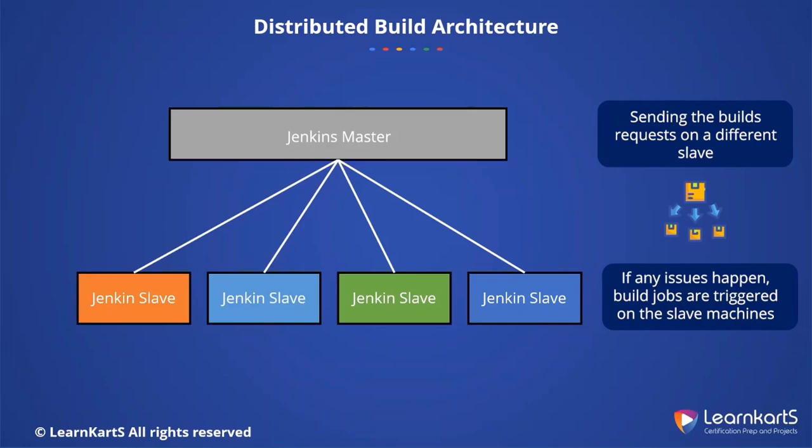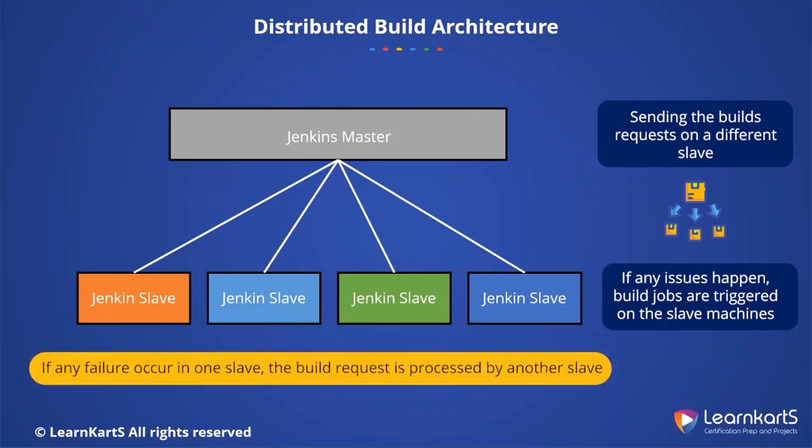Now, when it comes to the Jenkins master and slave, we are talking about multi-cluster nodes, where if any kind of failure happens on one build server or slave, the build request will be processed by another one. That way we can get a very streamlined and better process.